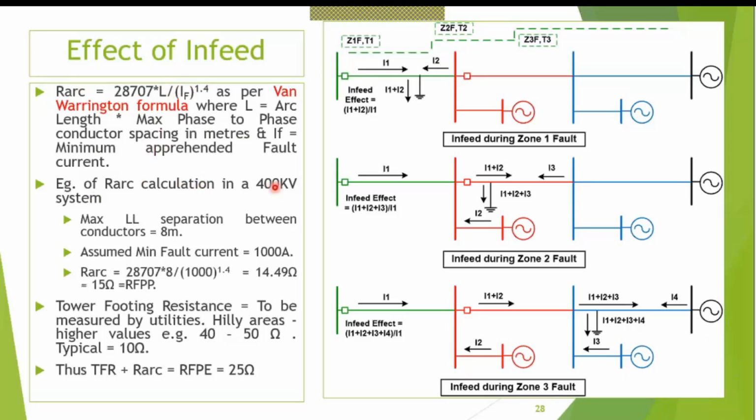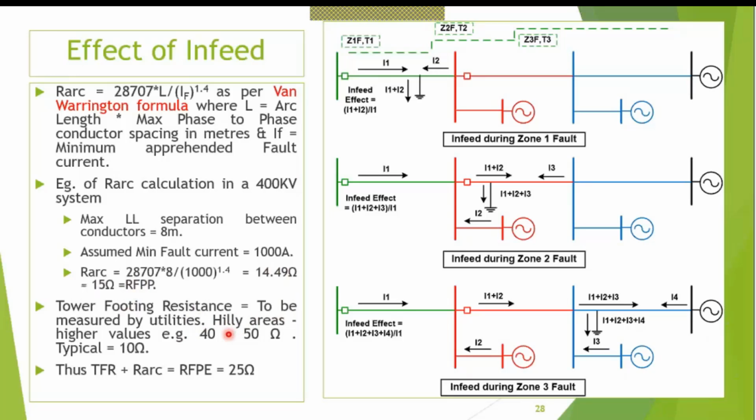An example I have just given over here. Let us say in a point-to-point system, the LL separation is 8 meters. Assume minimum fault current is 1000 ampere. The calculated arc resistance will be 28707 multiplied by 8 meters divided by 1000 to the power 1.4, which comes to around 14.49. Approximately, as explained in the previous slide, the resistance to fault in a phase-to-phase loop will be 15 ohms. Tower footing resistance is to be measured by utilities and then a decision taken.